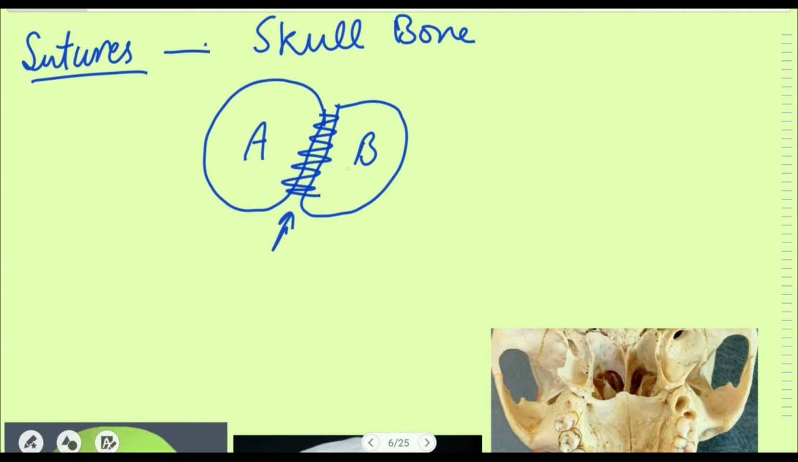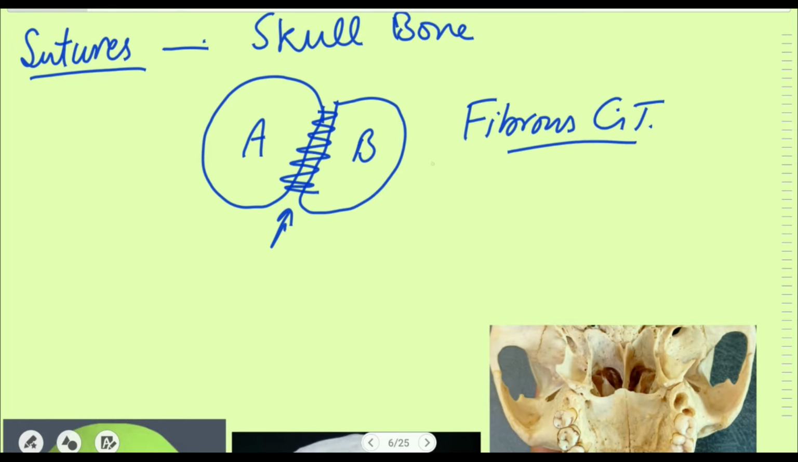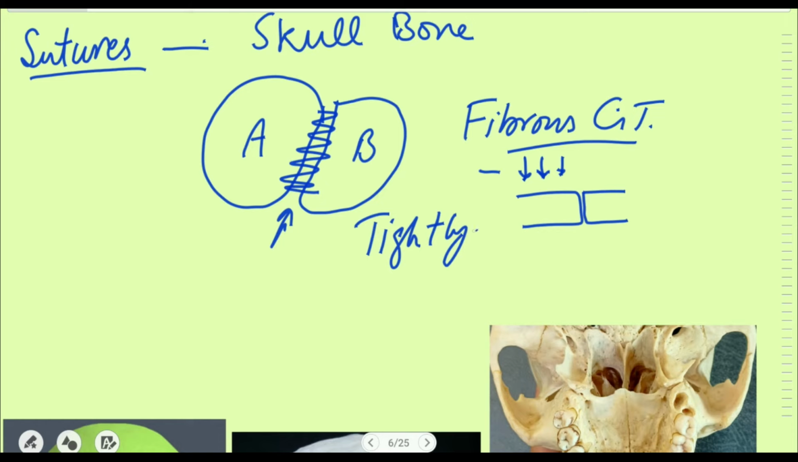The uniting medium of the fibrous joint will always be fibrous connective tissue. Category is dense regular connective tissue. But always keep in mind, you'll write down in definition that in the sutures, the fibrous connective tissue is minimum, very low amount of fibrous connective tissue. And when there will be very low amount of the fibrous connective tissue, bones will be joined very much tightly. So two skull bones are tightly joined with the help of the fibrous connective tissue, and these are known as the sutures.